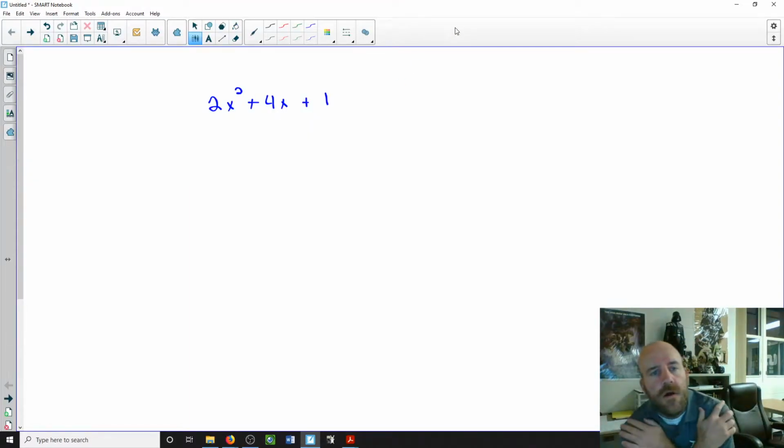So here are some quadratics with a values greater than 1. So we're trying to complete the square. The process is the same. We just have to think about one extra thing when we're doing this.